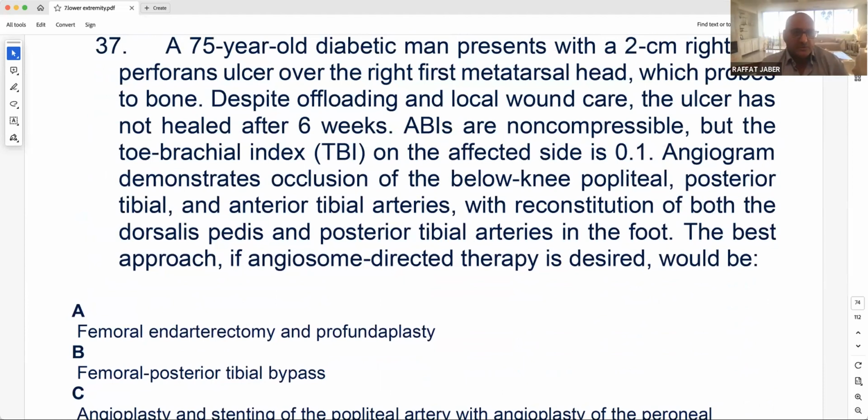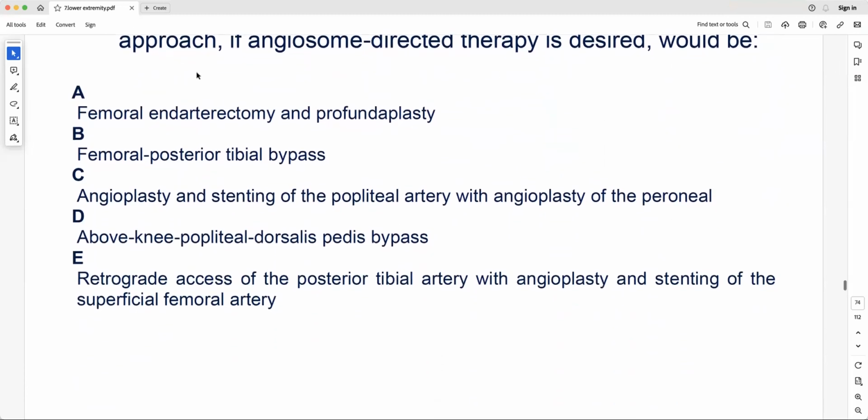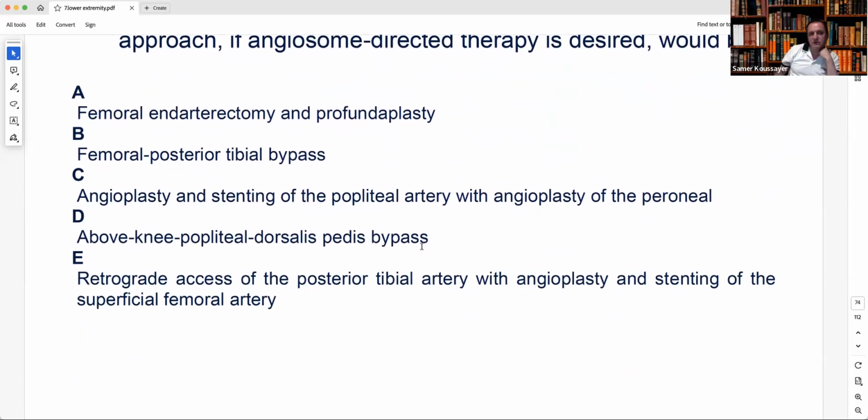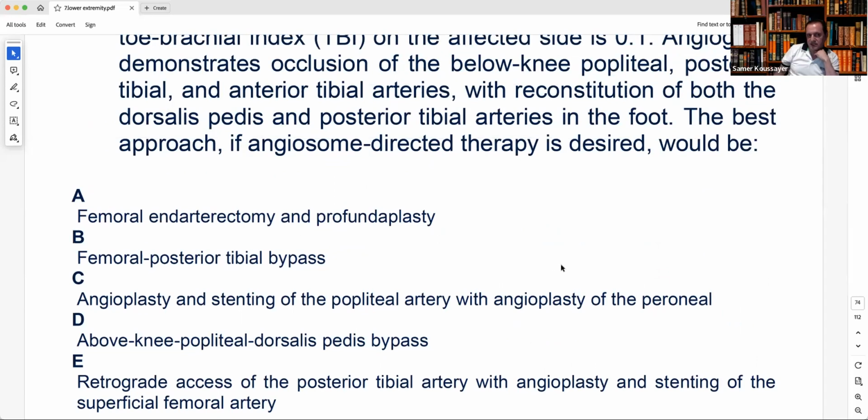So with these patients, with the dorsalis pedis bypass you always have to think about whether that wound is going to close or not. This patient's wound may not close, and I think I would do a posterior tibial bypass for that one. Yes, I'll do above knee to posterior tibial bypass. Retrograde access and all these in real life you can try them, but they're not the best approach as an exam question.